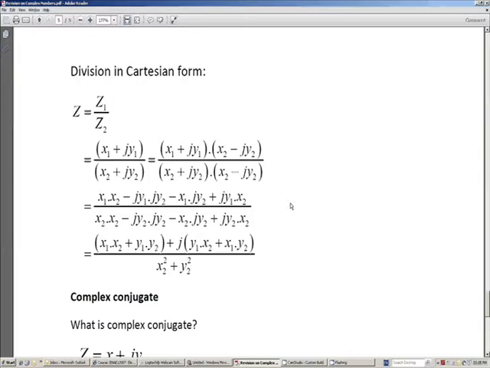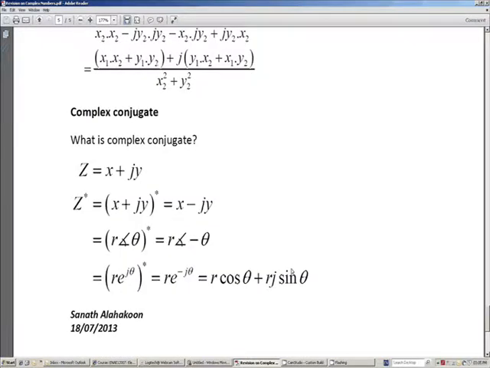And then division in Cartesian form. How do you do that? That again is a bit cumbersome, but can be done. So x1 plus jy1 divided by x2 plus jy2 is equal to, what you do is you have to convert the denominator to a real number to do this simplification. So what we do, as you may remember, is multiply by the complex conjugate of the complex number in the denominator. What is the complex conjugate? Maybe I can revise that first.